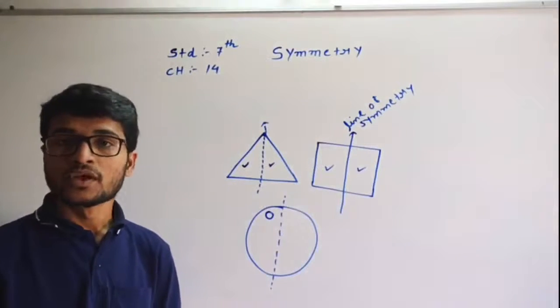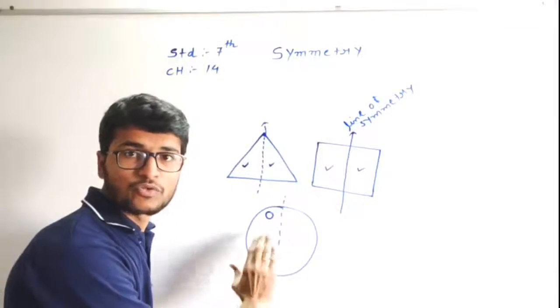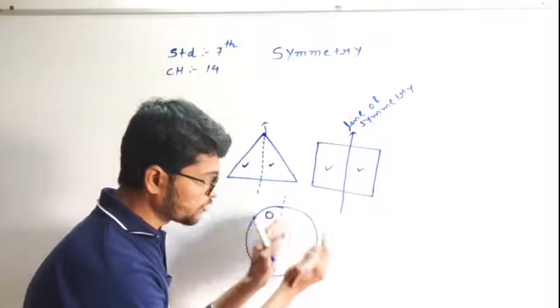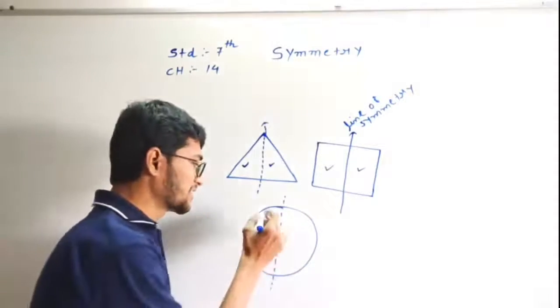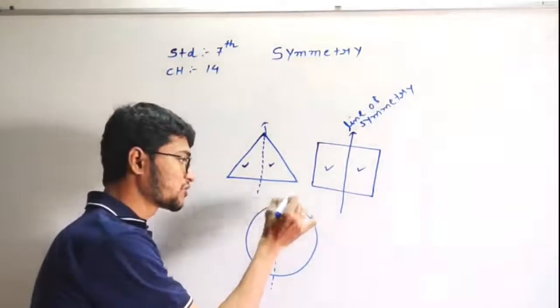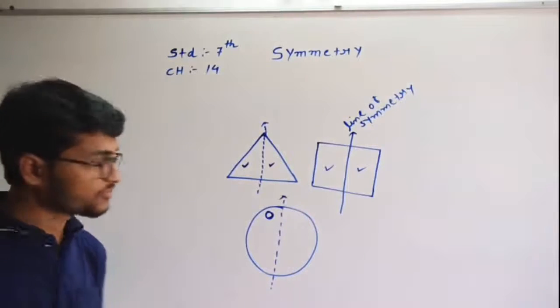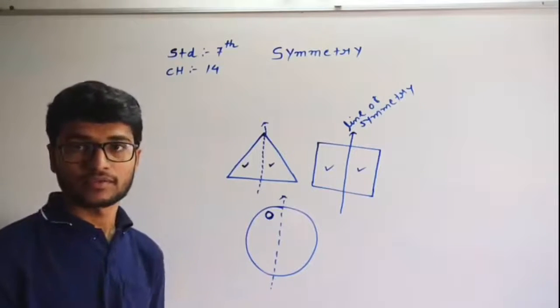No. Why? Because we have to bend this part. In these parts we have to bend, so they have to overlap each other. But here the circle is given, while in this part the circle is not given. That's why this one is not a line of symmetry.